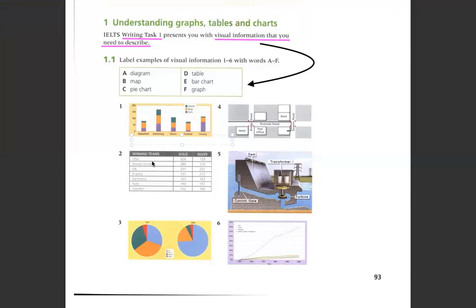If you said E, that's correct. So this is a bar chart. We call it that because it has bars, like a chocolate bar. Number 2, you can just type the letter again. All right, D is correct. This is a table. Number 3. Great, C is correct. So a pie chart.